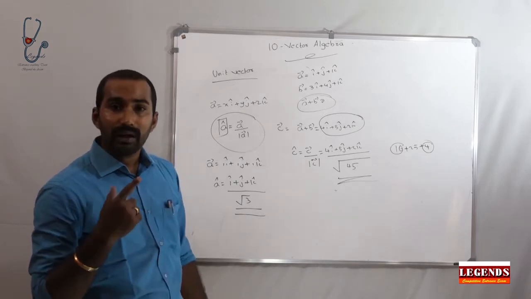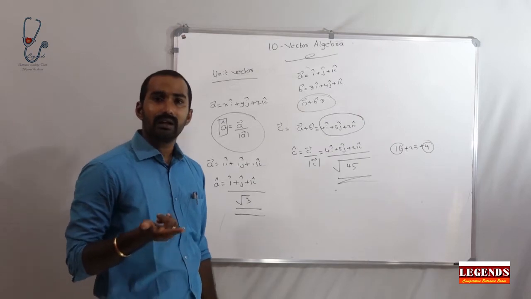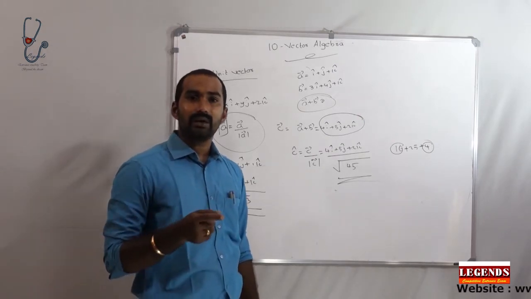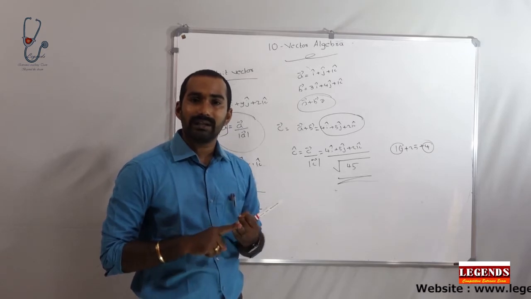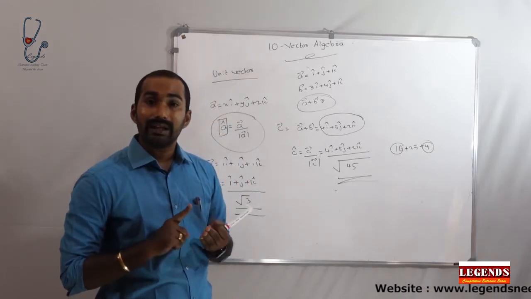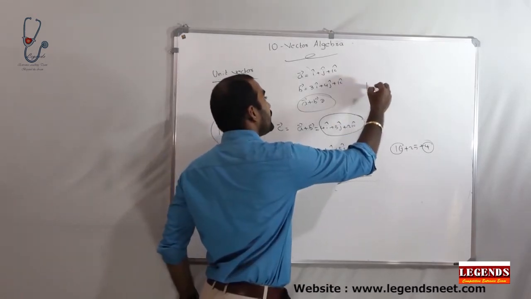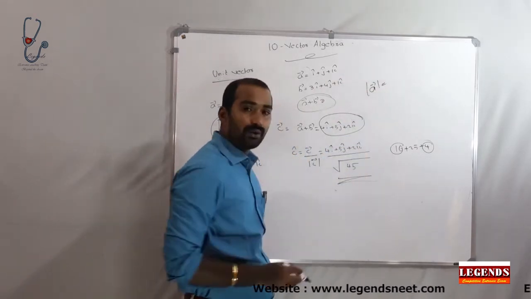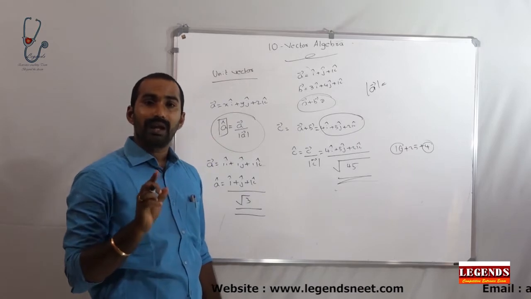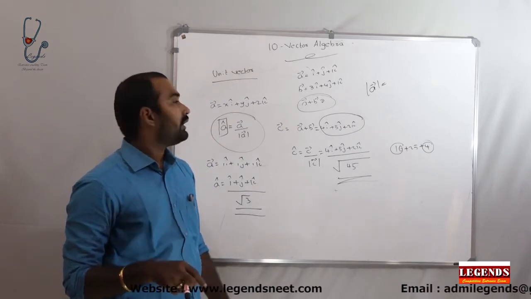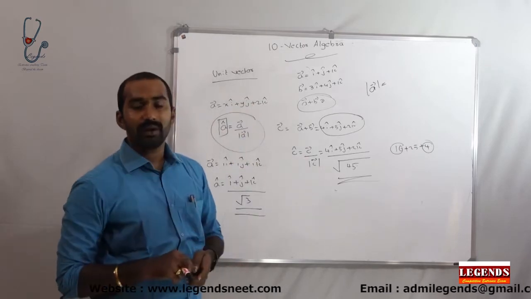How can we find the magnitude of a vector? For example, the general representation of a vector is a = xi + yj + zk. Then the magnitude of a is equal to the root of x square plus y square plus z square. Okay, next we have the topic unit vector.